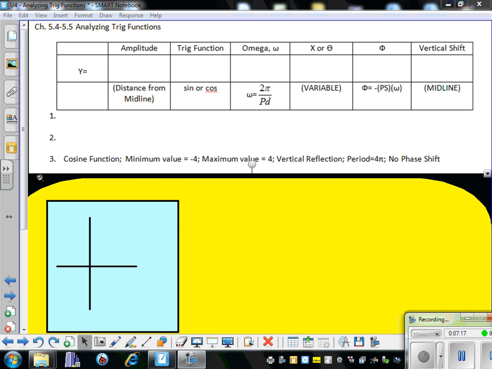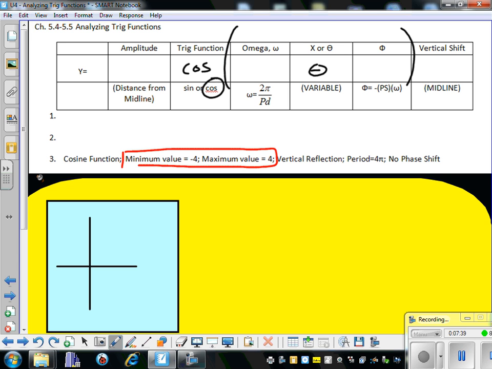Now, let's look at number 3, cosine function. So, we're going to want the cosine function out of the 2 to choose from. We have our theta, that stays there. Go ahead and write in my parentheses so I know that all of that's going to be in my parentheses. Now, it doesn't say amplitude this time. It tells me that I have a maximum and minimum points.